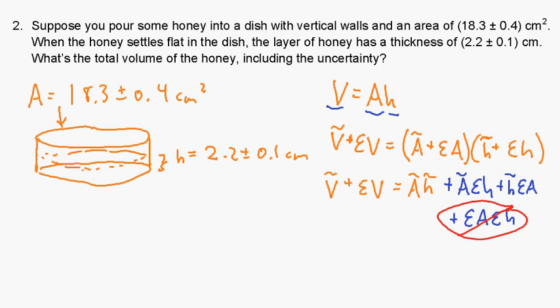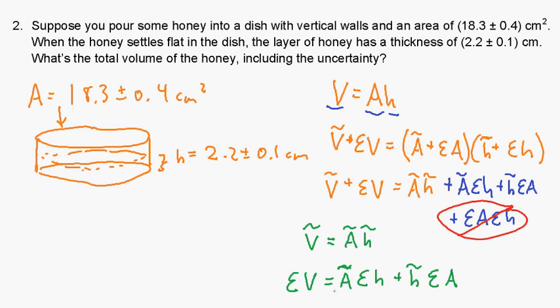So what we get now is just these three things here. And what you'll get is your predicted volume is, of course, equal to your measured area times your measured height. And then you take this equation here and subtract it out of this. So what's left is the error in volume is equal to A squiggle times the error in height plus H squiggle times the error in area.